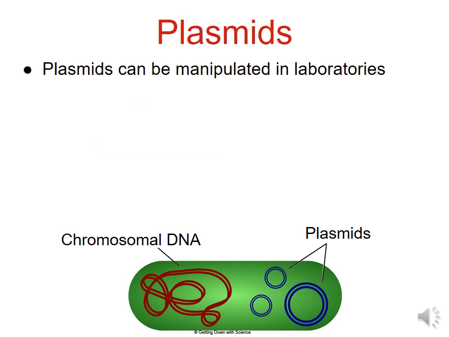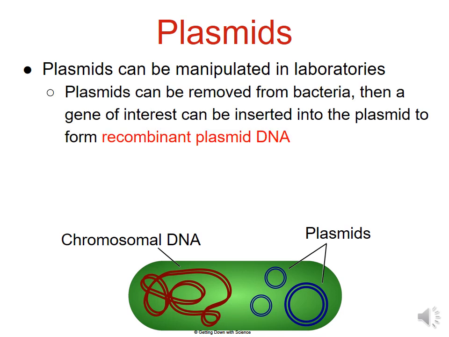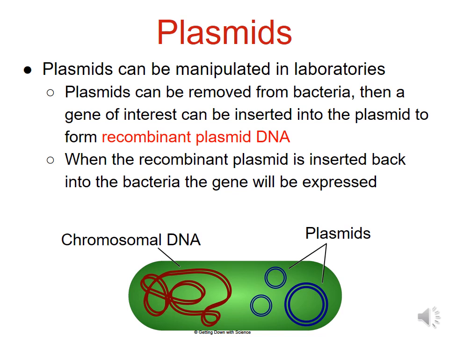We can manipulate plasmids in laboratories. We actually do that. And we can remove them. We can insert genes. And we call that a recombinant plasmid DNA when we insert a gene into the plasmid. And then we can put it back into the bacteria and have it expressed. Insulin, there's actually processes where they will have vats of bacteria that make human insulin because they have inserted the gene for making insulin into a plasmid, and so when the bacteria are exposed to the right situation, they will make insulin.